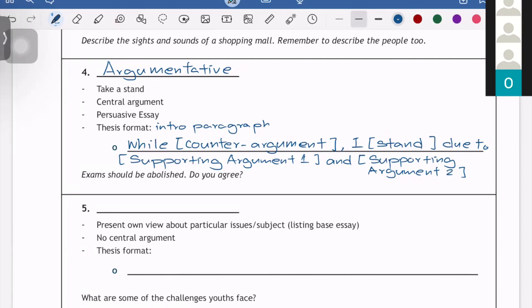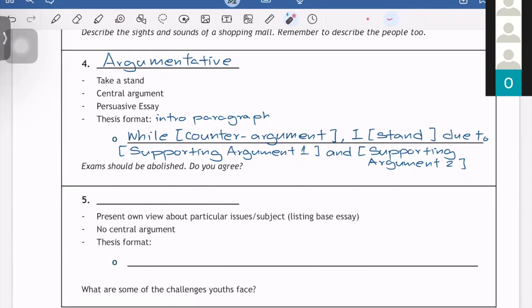Later on, I will go through the structure for argumentative essay. Take this format as just a guiding format for you. You may choose to tweak your sentences as well, but make sure you include your counter argument, tell me what your stand is, and then your supporting arguments as well. So this gives an overview of your entire essay, what you're going to be arguing for.